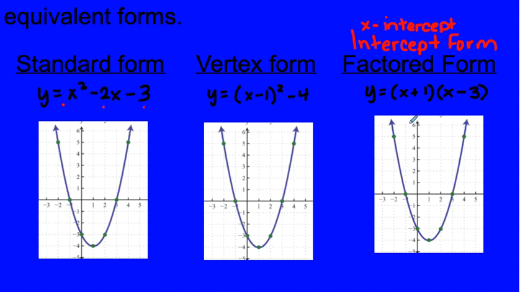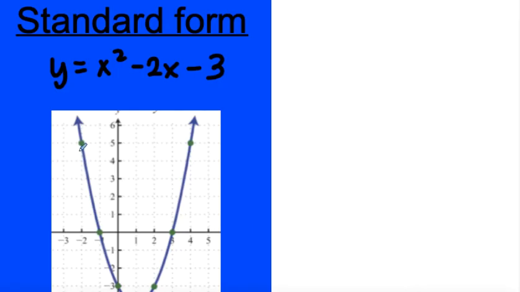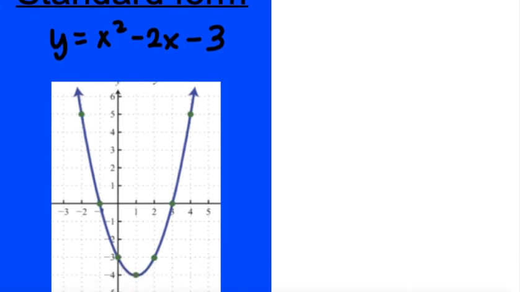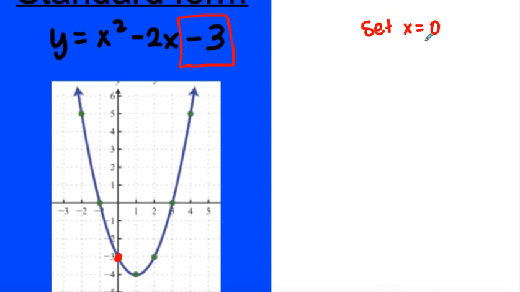Okay, so you're back. You spent your 50 seconds. Let's look at each one. Let's see what you noticed. Well, in standard form, I noticed that this number was -3. Where did I find -3 on the graph? I found it right here. And so we remember that if I want to find the y-intercept of any function, we set x equal to 0 and solve for y.